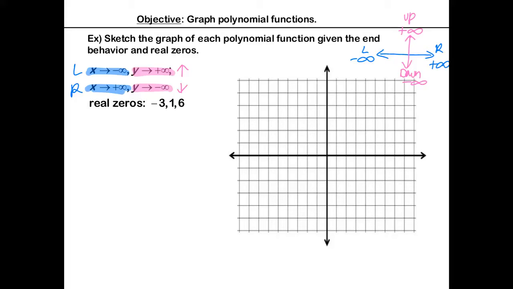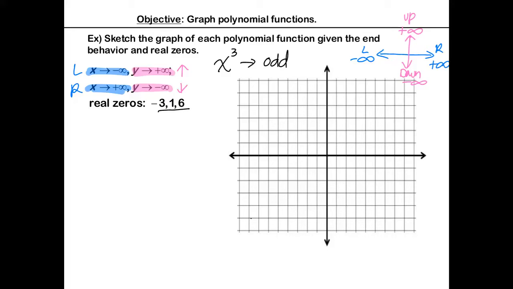Okay. And then notice I have three zeros. I have one, two, three zeros. None of them have multiplicity. But three zeros tells me this is going to be an x to the third power. And an x to the third power tells me that this is an odd function, meaning the arrows are going to be pointing in opposite directions. Okay? Odd means opposite directions for end behavior.